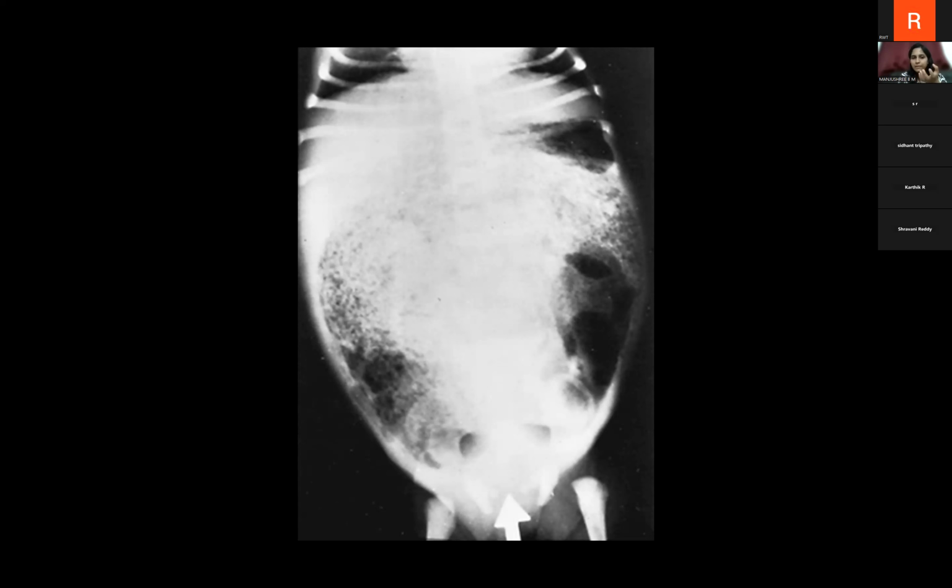Why is this sign seen? Because here the meconium is admixed with the bowel gas, which is giving rise to the mottled or soap bubble appearance. It is seen in meconium ileus, where the meconium is not being passed. So it is getting retained in the bowel, getting admixed with the bowel gas, giving rise to this soap bubble appearance, and it is seen in cystic fibrosis.